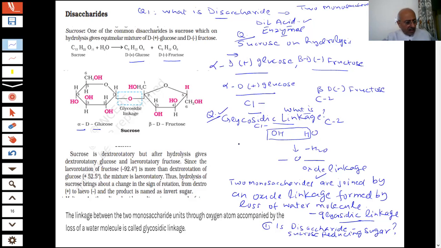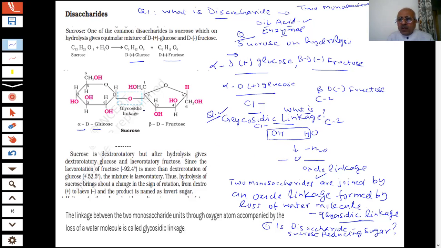So as we have shown in this diagram, student, this is the structure of sucrose, the sugar which you are eating. Carbon 1 of the alpha D glucose and carbon 2 of the fructose are linked through oxygen, oxide. This is called oxide, oxygen. And this is where OH group and OH of this, what happened? Water was lost, minus H2O, and this oxide bond is there. This is called glycosidic linkage, students.